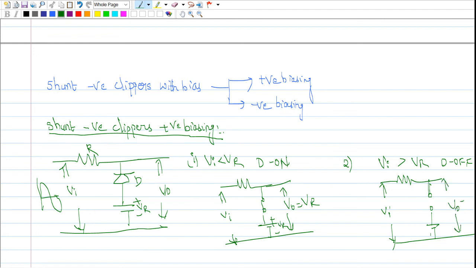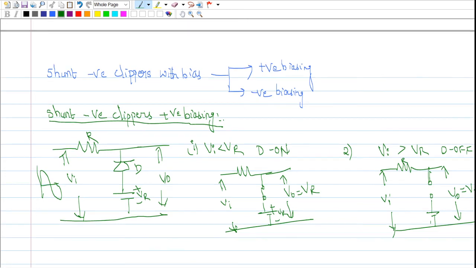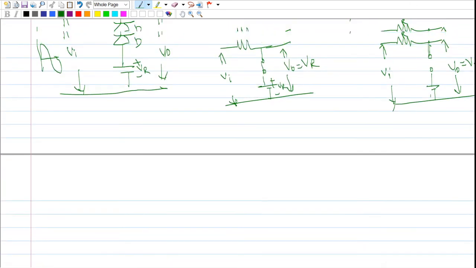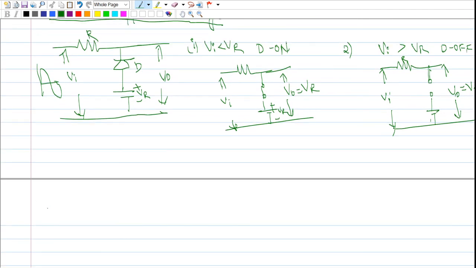What is the output voltage? V0 is equal to the input voltage, so the total voltage appears across the output terminal only. Next, draw the characteristic and write down the transfer characteristic equations.